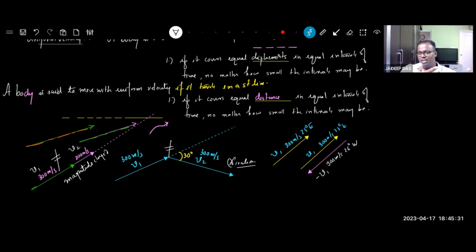वो और आगे बढ़ेंगे. Shaurya किस साइड जा रहा है? 300 इस साइड जा रहा है ना? V1 300 इस साइड जा रहा है. So 300 plus 300, 600. If you keep Shaurya constant, he will feel V1 flew at 600 meters per second.